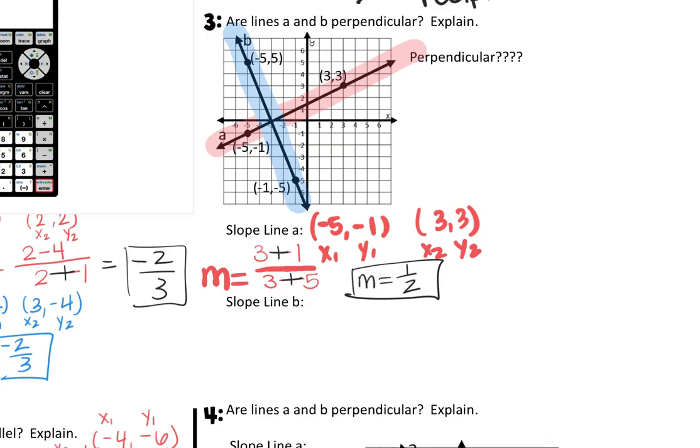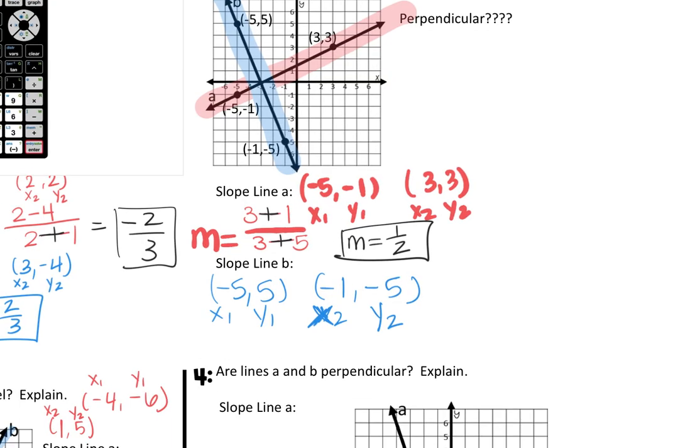Let's do slope of line B, and we'll do that in blue. Again, you're always moving from left to right with your points, just so you have that general order in your mind. So if I go from left to right on the blue line, (-5, 5) is the one most to the left, so that should be my first point. And then (-1, -5) should be my second point. So x1, y1, x2, y2.